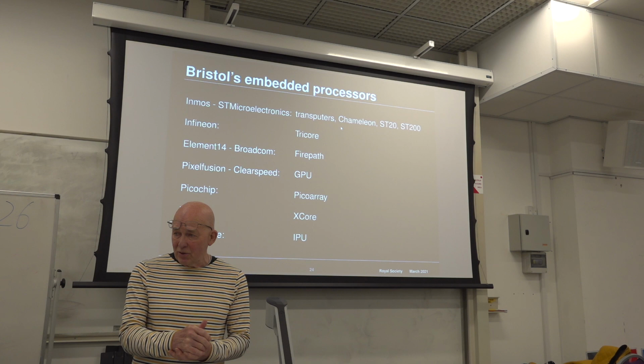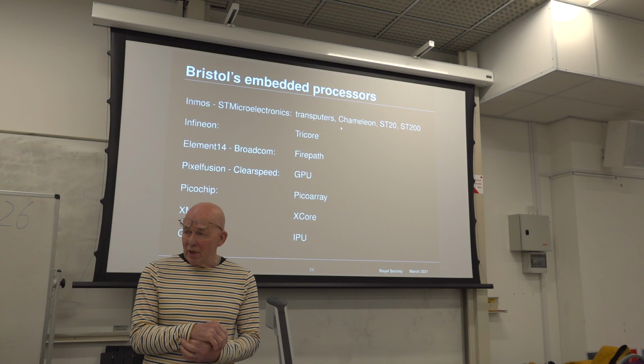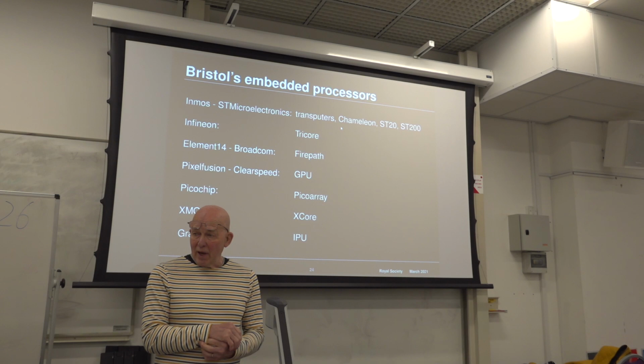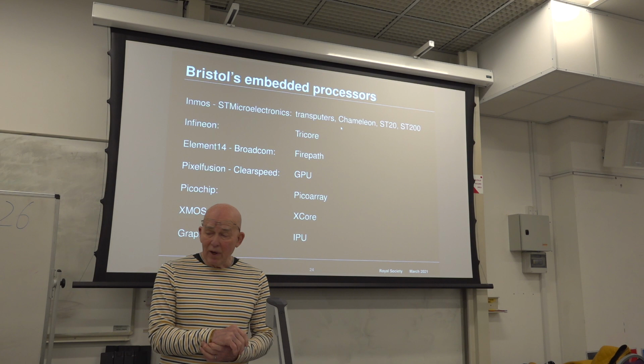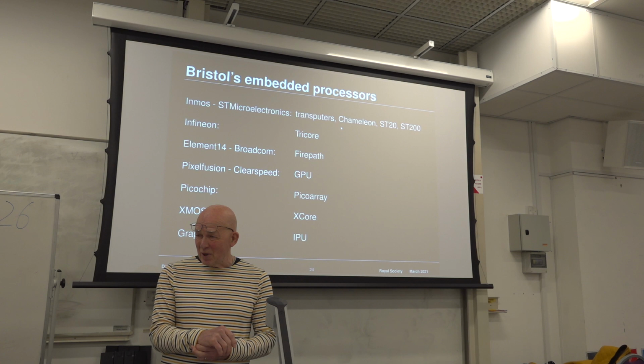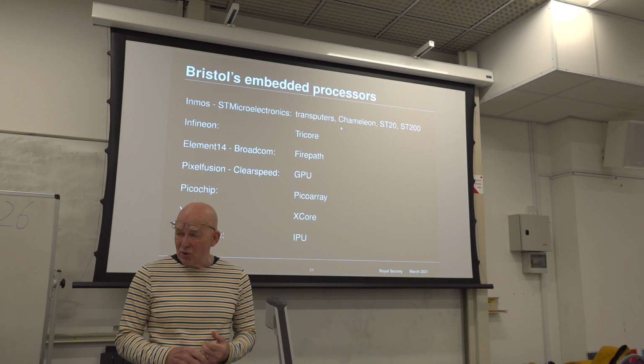The other companies that have moved in here to take advantage of the skill base created by Inmos, people like Infineon, who do the TriCore processors, which is all the processor cores for automotive electronics. Firepath was the Element 14, which was acquired by Broadcom around about 2000. There was another spin-out from Inmos, which was Pixel Fusion, and then ClearSpeed, which did some of the earliest GPUs. In fact, Simon McIntosh-Smith, that you will almost certainly know, worked for them for quite a while. There was a company in Bath called PicoChip, which was building arrays of simple processors for doing signal processing and wireless communications.